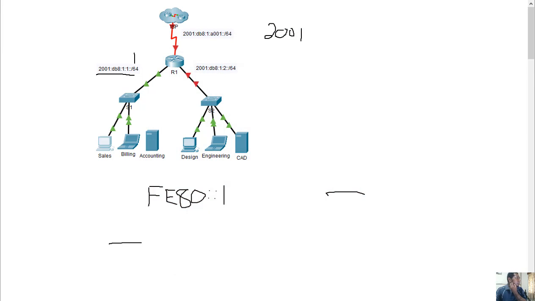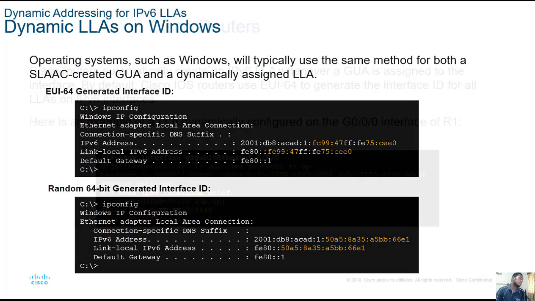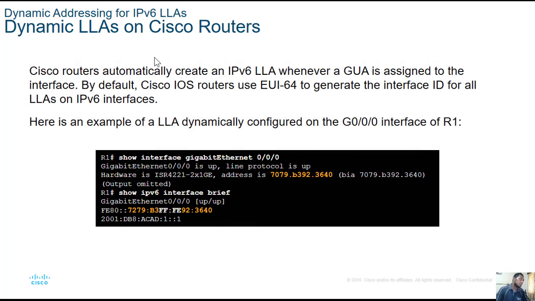Dynamic LLAs on Windows again depend on the operating system. Operating systems such as Windows will typically use the same method for both a self-created GUA and a dynamically assigned LLA. Dynamic LLAs on Cisco routers: they will create an IPv6 LLA whenever a GUA is assigned to the interface. And we've seen earlier that by default routers will use EUI-64 to generate the interface ID for all LLAs on any IPv6 enabled interface.